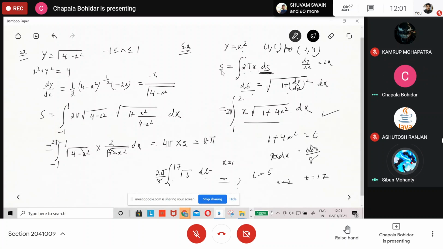S is surface area. We define it as S. Its formula is 2 pi x ds, because it is rotated about the y-axis.